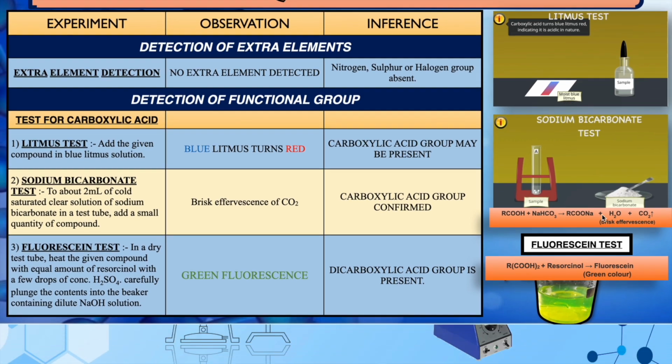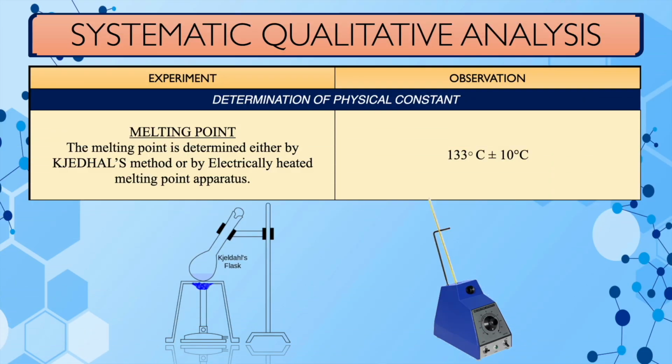The fourth step is determination of physical constant. Being a solid compound, the melting point of the compound is to be determined using either an electrically heated melting point apparatus or the Thiele tube method. So we have the melting point of our compound as 133 degrees Celsius. Till now, what we get to know is the given compound is a solid, aliphatic, unsaturated dicarboxylic acid. So you all might have some possible names in your mind.